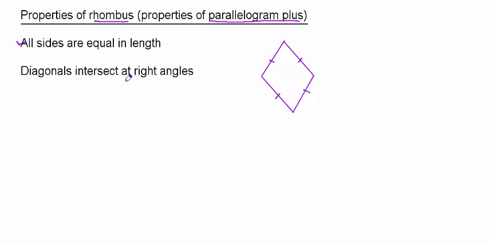And in addition to that, the diagonals intersect at right angles. If you draw the two diagonals, this one and this one, they form a 90 degrees over here. And all four angles are 90 degrees each.